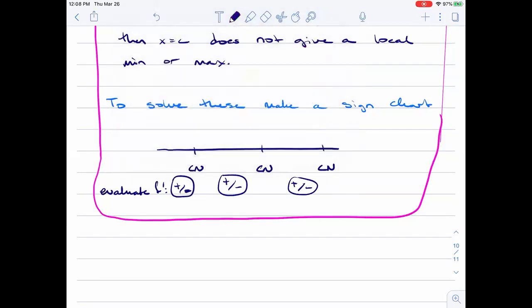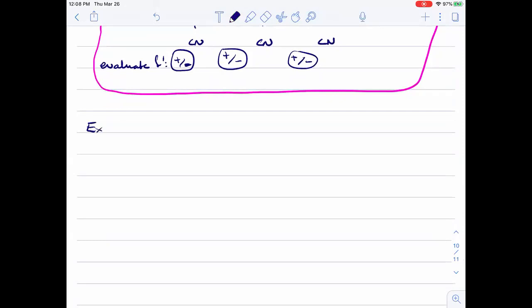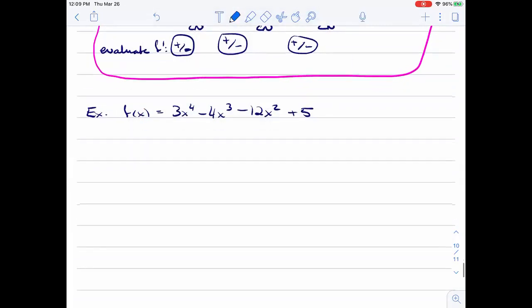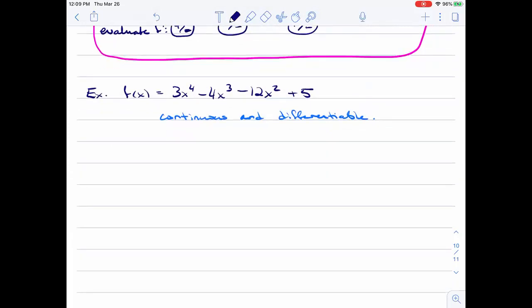Okay. So let's do an example of this. Example: if we have f of x is 3x to the 4th minus 4x to the 3 minus 12x squared plus 5, right? The first thing I'm going to check is, well, this is a polynomial, so it's continuous and differentiable. All right, so that's good. Part A, what I want to do is find the critical numbers of f.